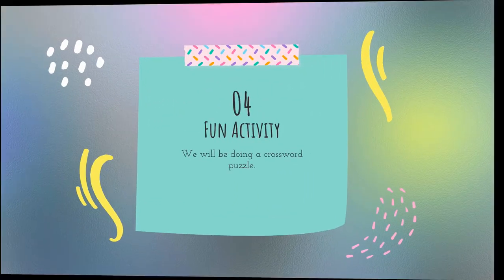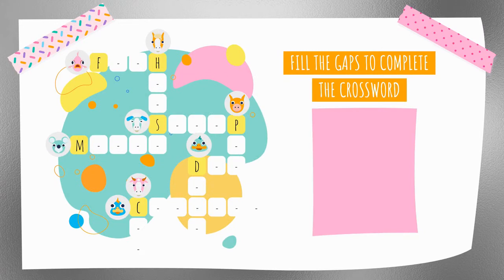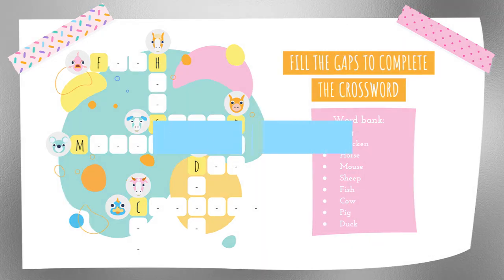4. Fun activity. Fill in the gaps to complete the crossword puzzle. Use the word bank to help you. Here's the word bank. In the word bank, we have the words dog, chicken, horse, mouse, sheep, fish, cow, pig, and duck.